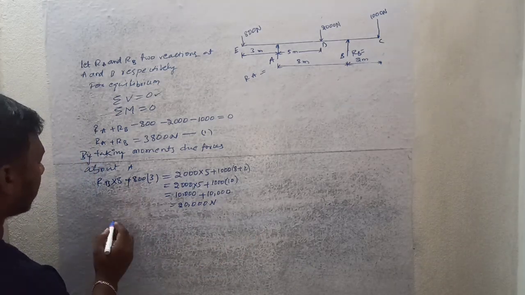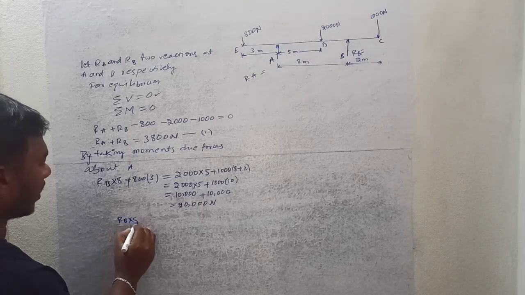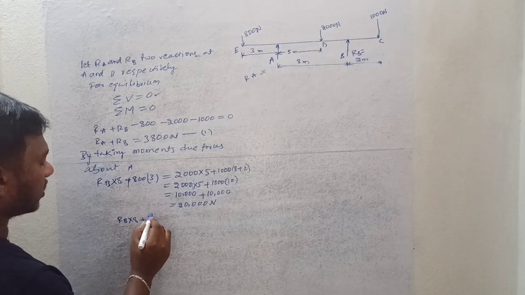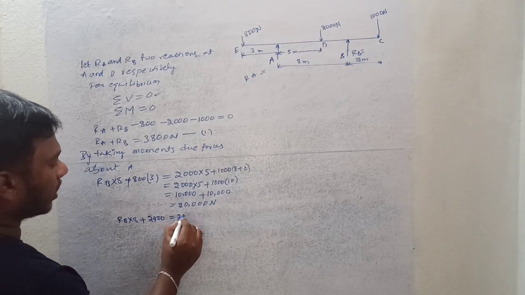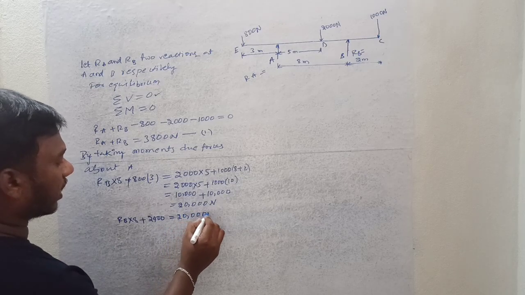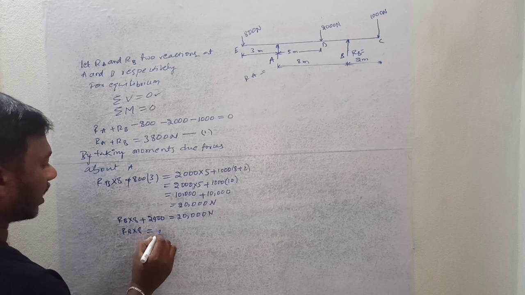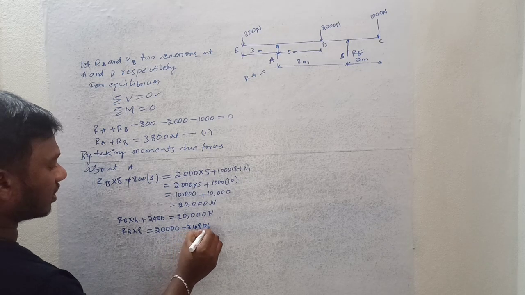And on the left hand side, we have RB into 8 plus 800 into 3, that is 2400, equal to 20,000 on the right hand side, right? And RB into 8 we can write as 20,000 minus 2400, that is 17,600.